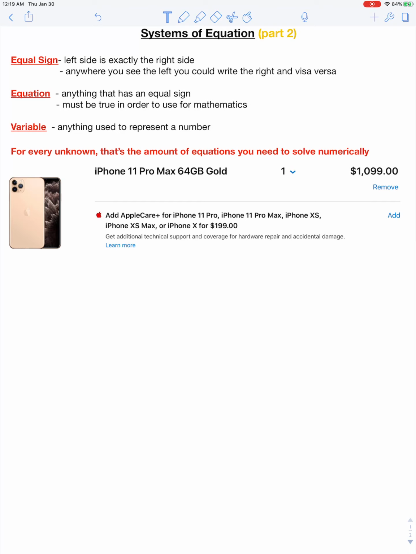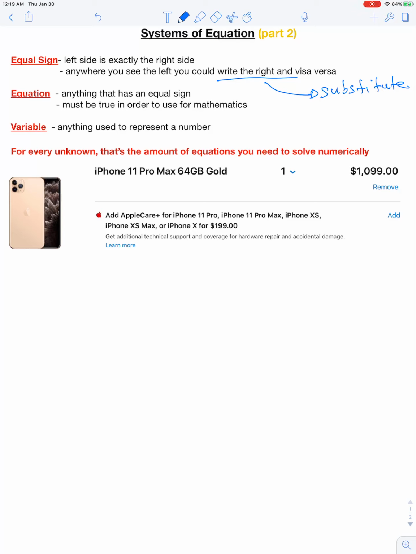That's what it means. Mathematically, what it means is that anywhere you see the left side of the equation, you could replace it by the right side. That is, you could write the right side. Or if you see the right side, you could replace it by the left side. The fancy terminology for this is you could substitute. That's all it means. You just substitute.